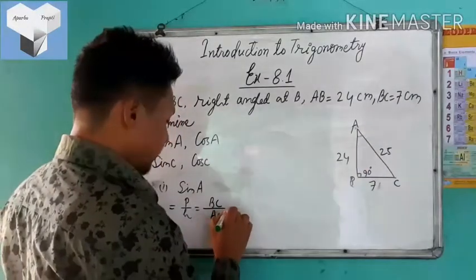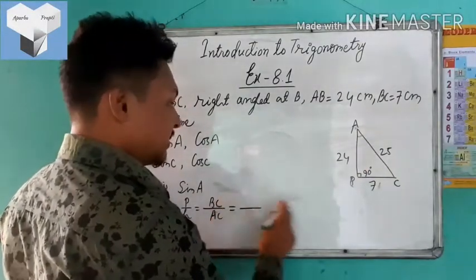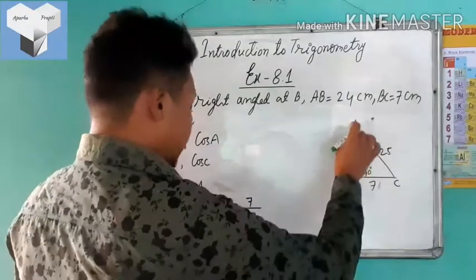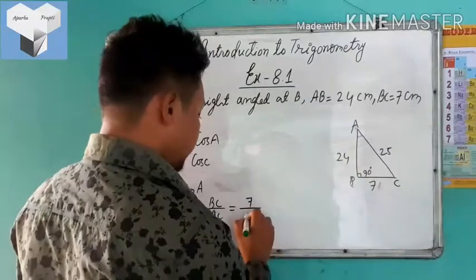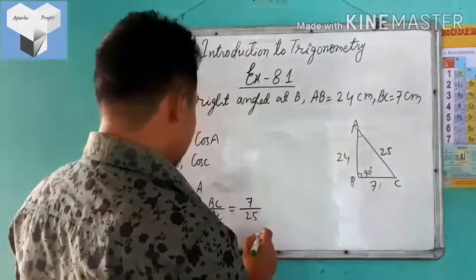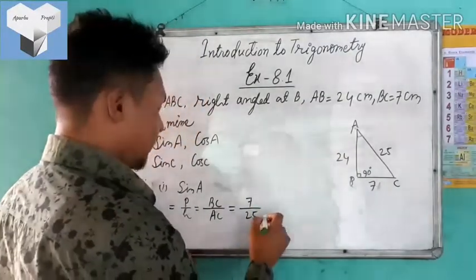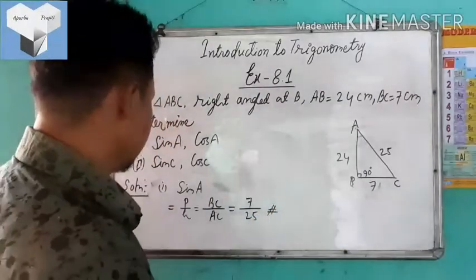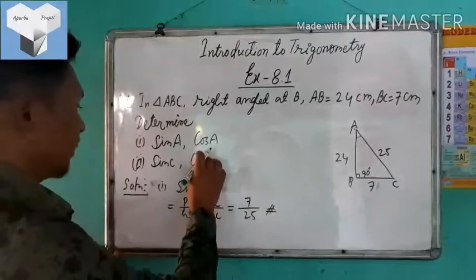So AC. Value of BC is given as how much? 7 centimeter. And value of AC is given as how much? 25 centimeter. So this is the value of sine A. You cannot do anymore and you cannot simplify it. Yes. Next one is for you.